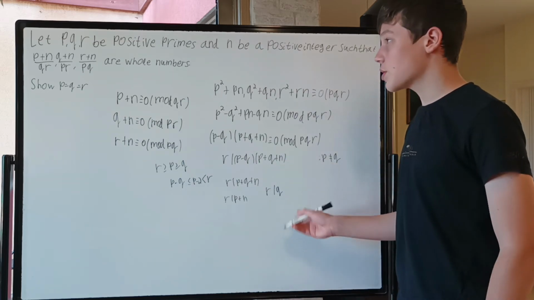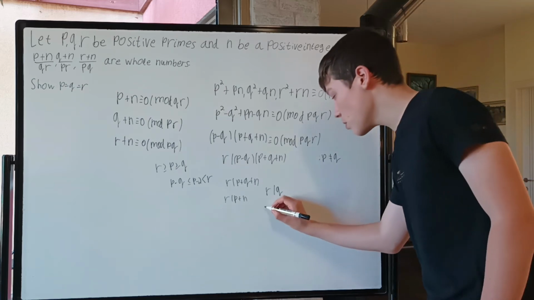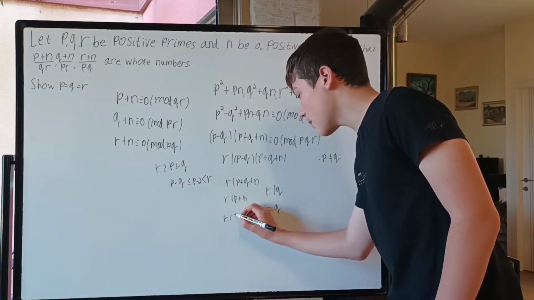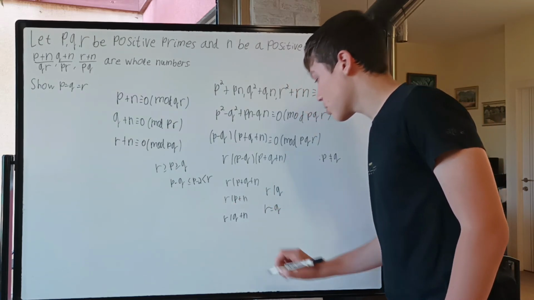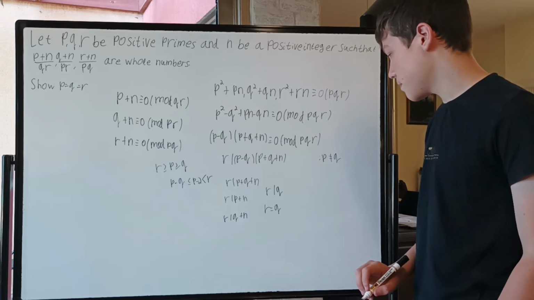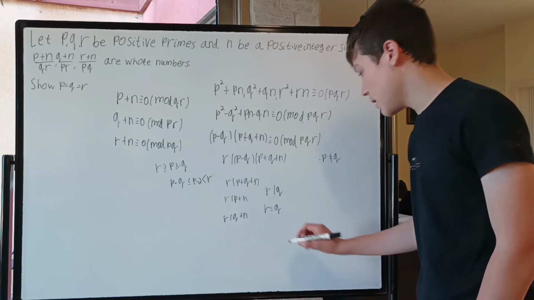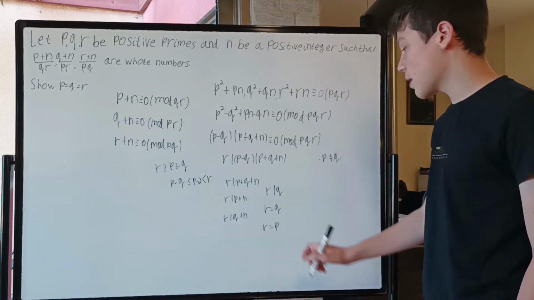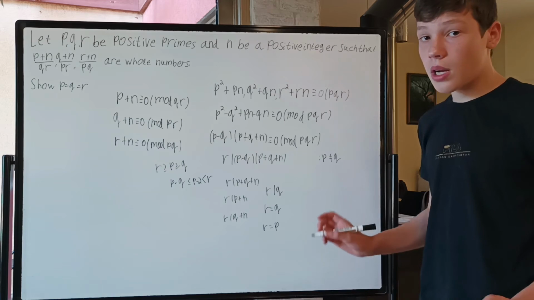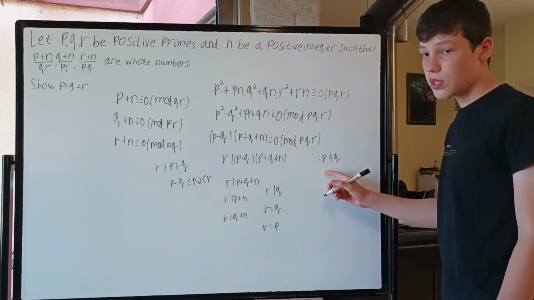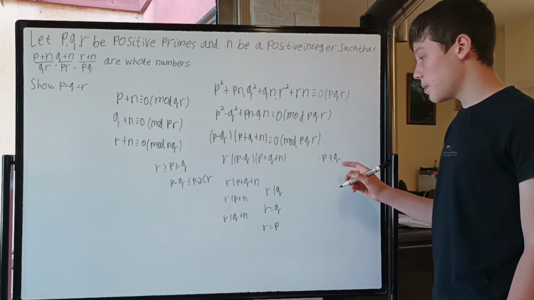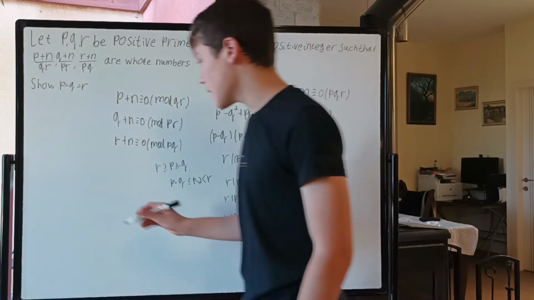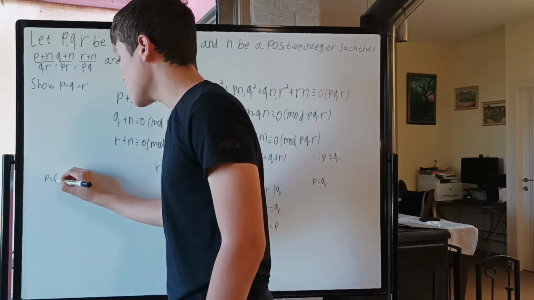But now, since R and Q are both primes, if R divides Q, that just means R is equal to Q. But similarly, we also know R divides Q plus N, which would mean that similarly, by the difference, R is equal to P. So we got R is equal to P is equal to Q, but we're not actually done because that is a contradiction to what we assumed. So P actually is equal to Q. So we know it has to be the case that P is equal to Q.